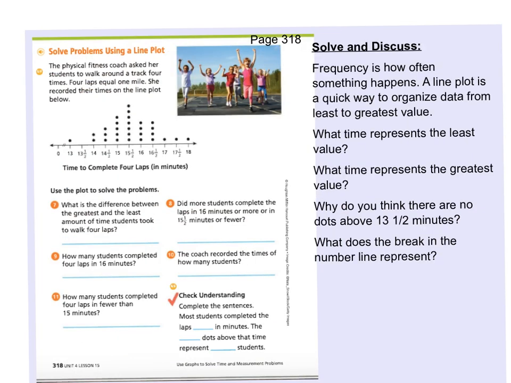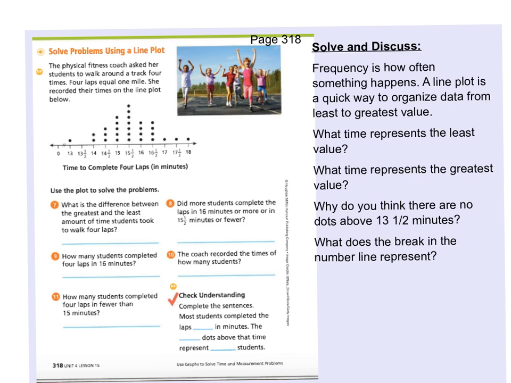All right, page 318 has a line plot. Remember, line plots are really supposed to show frequency, so how often something happens. So physical fitness, like a PE coach, asks students to walk around a track 4 times. 4 laps equals 1 mile. She recorded the times on the plot below.